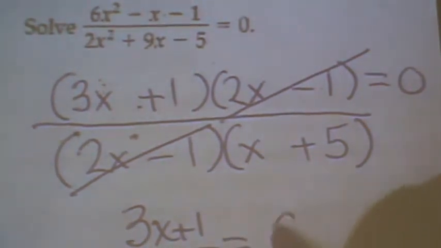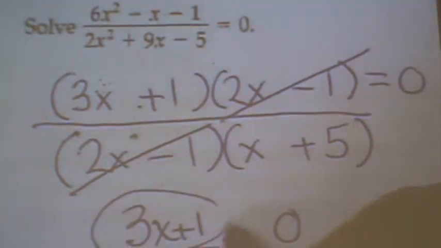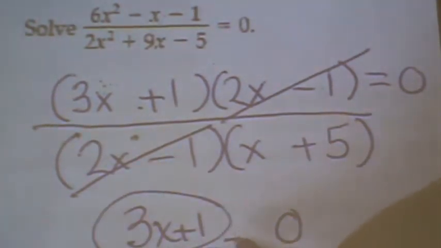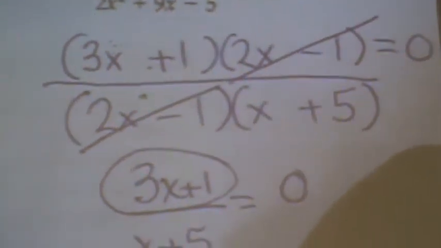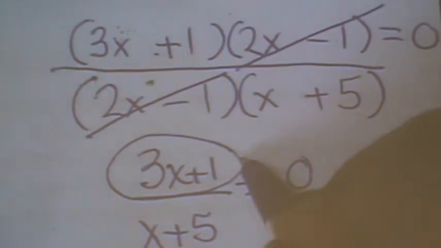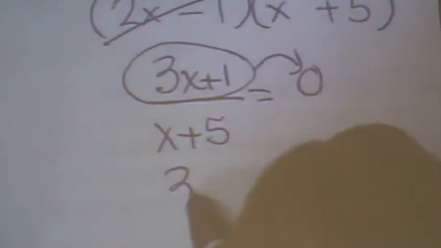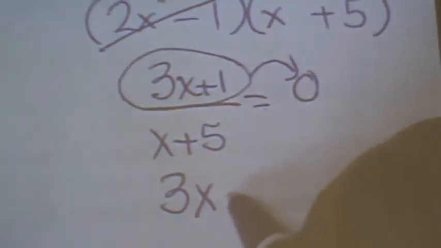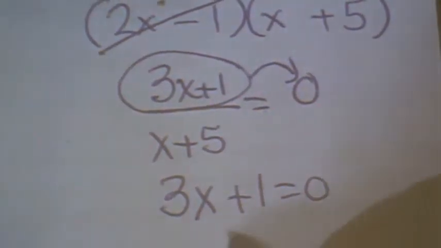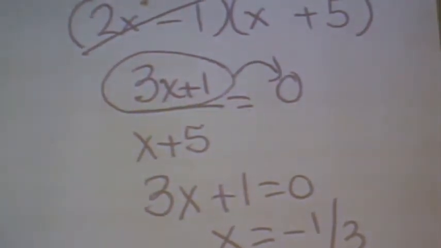And then you just multiply. No, we're not going to multiply across. What you're basically doing is taking a look at the numerator. We never want to set the denominator equal to 0 because it would be undefined. So if you have a fraction set equal to 0, the numerator must equal 0. If you set 3x plus 1 equal to 0 and solve, what answer do you get? Negative 1/3, and that's your answer.